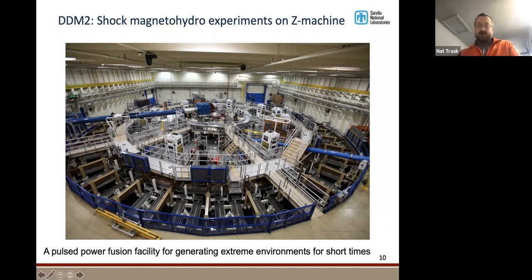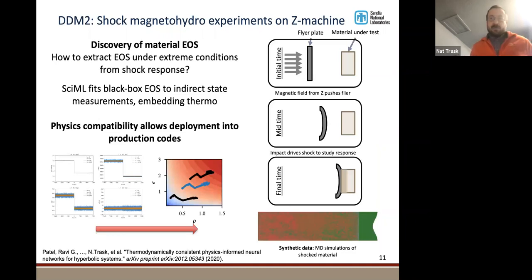What this does is it powers up all of these huge capacitors, and then it dumps all of that electricity, generating electromagnetic fields in a target region at the center of this device. For a very short amount of time, it generates a fusion environment, which can be used for all sorts of foundational science. This is a user facility that Sandia supports. One type of experiment that people often do is they use these electromagnetic fields to launch a flyer plate into a material under test.